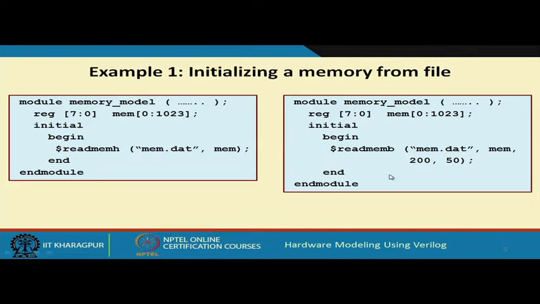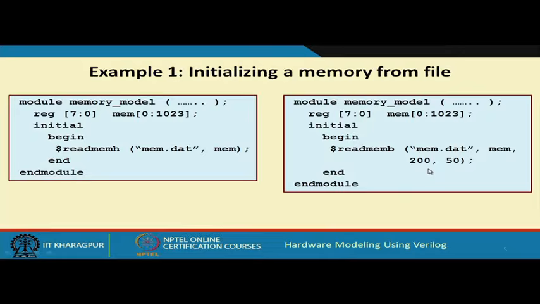Just a couple of examples. Here we are saying read memory in hexadecimal from this file into this variable mem, where mem is the memory. Since we have not specified start and end, here we will store the entire contents of the 1024 locations from the file. Here you see there is another example where we have specified start and end, but start is greater than end: start is 200, end is 50.